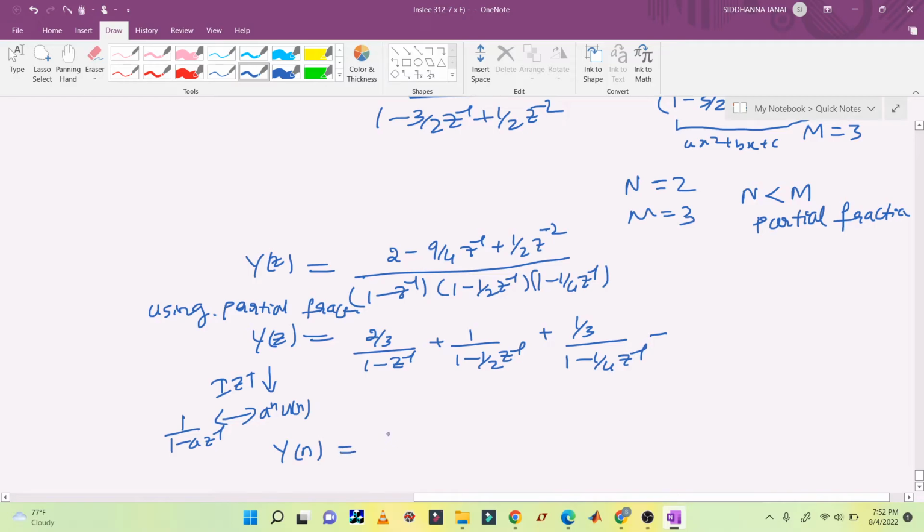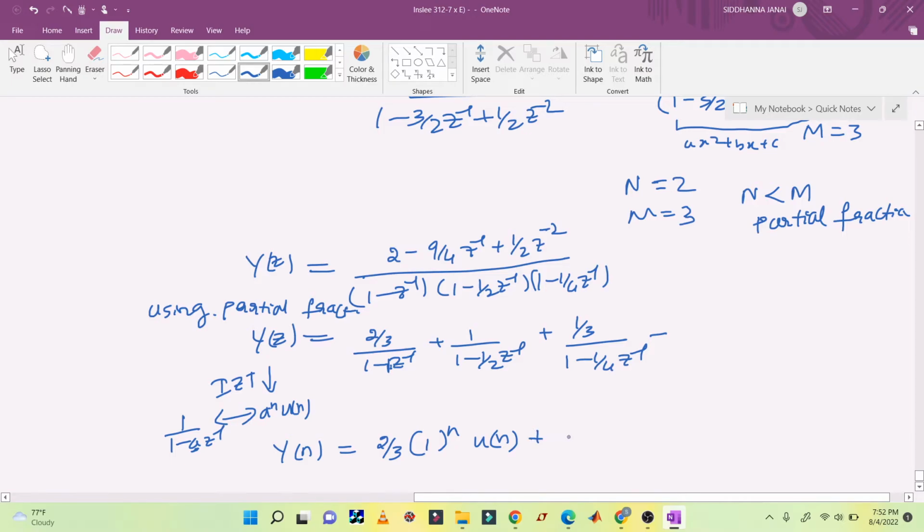So y of n will be 2 by 3. Here in case of this one, in place of a we have 1. So 1 to the power n. If you don't write it also it is fine, but better to write this 1 to the power n. Okay, the answer will be the same.